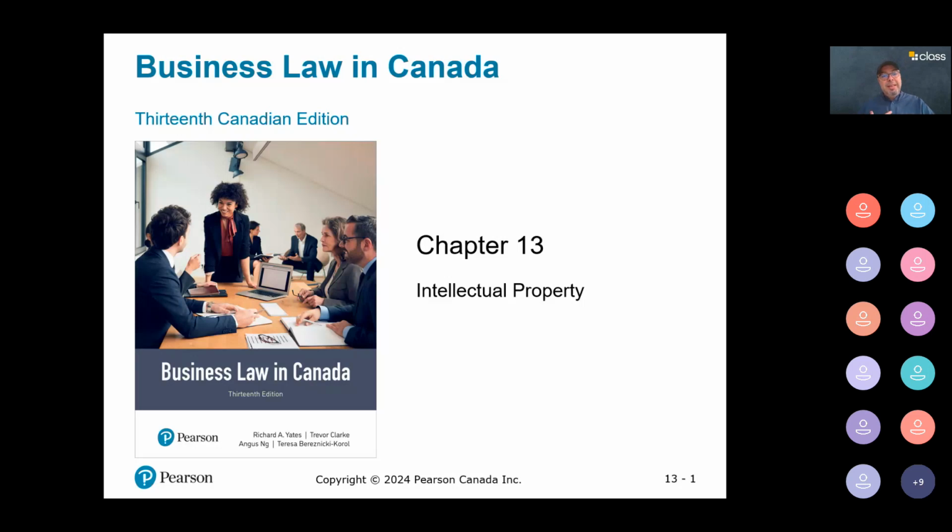Now, my intention in this lecture is to help you understand the different types of intellectual property. There are different types. When you write a book, it is one type. When you have a logo, it is a different type. So my intention is to help you understand the different types of IP, intellectual property, and what subject matters each type of IP protects. Because they protect different things.